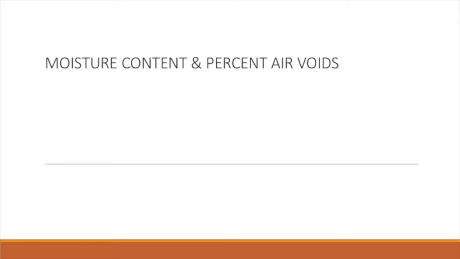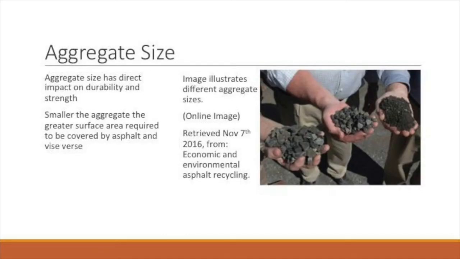Moisture content and percent air voids. The moisture content and number of air voids in the asphalt mix play a crucial role in the durability and strength of the mixture. These characteristics of the mix often change depending on the type of aggregate used. The size of the aggregate impacts the amount of asphalt needed. The smaller the aggregate size, the greater the total surface area becomes. This requires more asphalt to cover all of the aggregate. For larger aggregate sizes, the total surface area is reduced and less asphalt is required in the mixture.